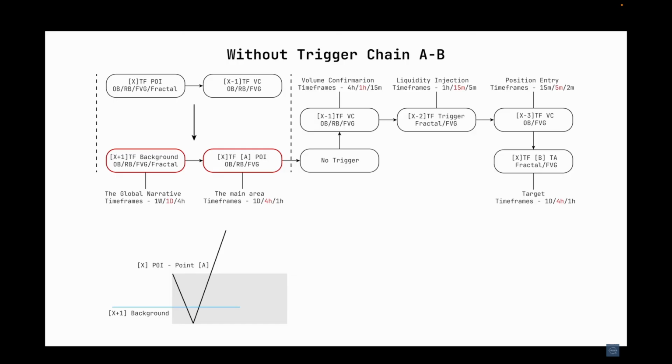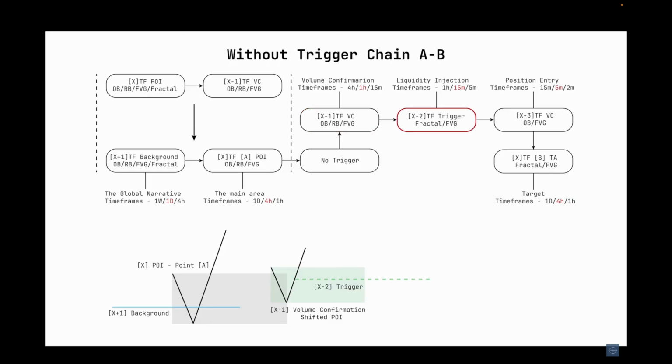Again, we have two linked variables that increase the probability of our narrative. The next variable should be a trigger on X-1 in the form of a fractal point or FVG, but we do not get it. In this case, we need to get a shifted POI through volume confirmation to validate that the market is ready to move in our direction without a trigger. But this zone does not become the new X. It remains as X-1 because we have already received point A. From here, everything proceeds as in the classic chain.